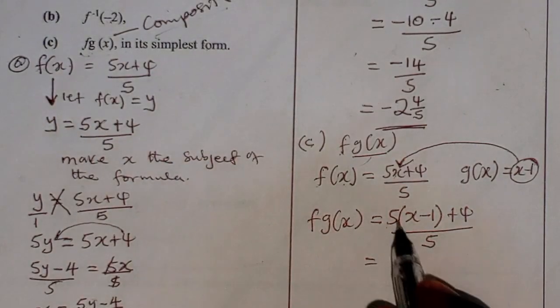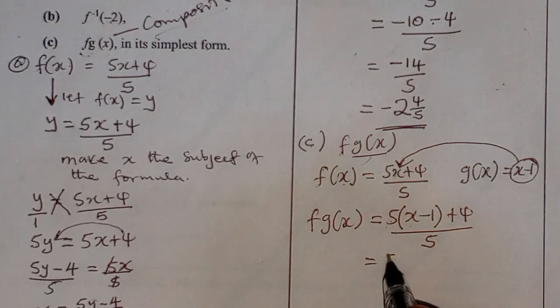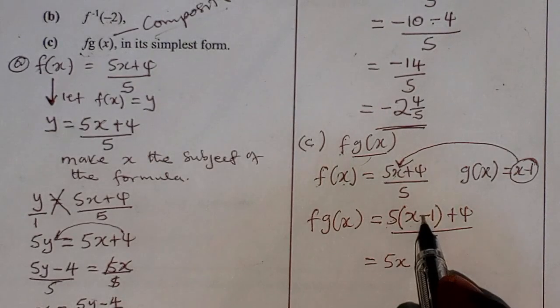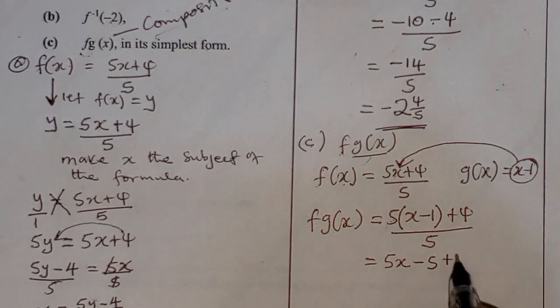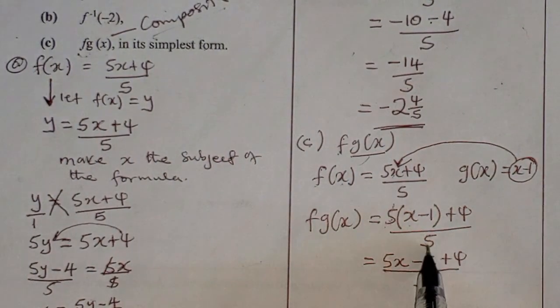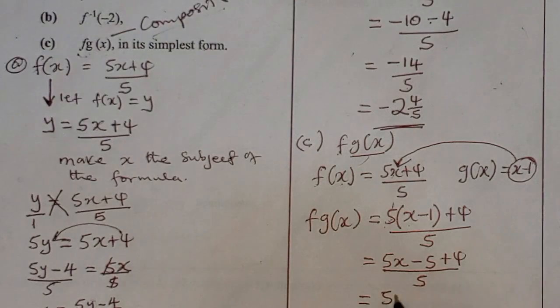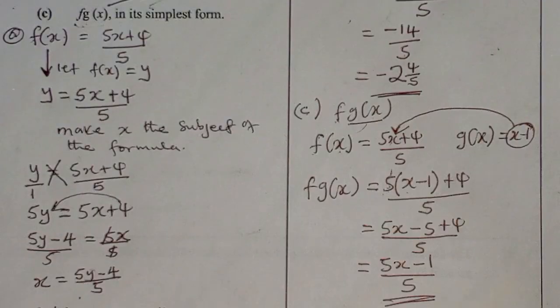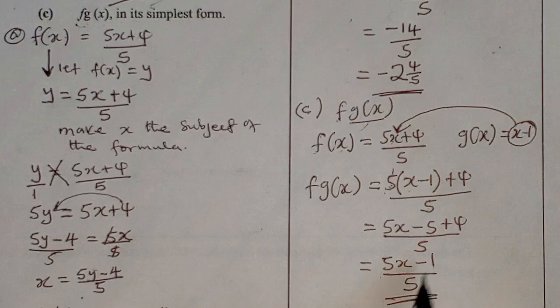So you say 5 times x, we have 5x, 5 times negative 1, we have negative 5, plus 4 over 5. The mistake that you can make is to cancel this. That's a very grievous mistake, so you don't do that. Why? Because of addition there. So 5x, negative 5 plus 4. These two are like terms, so we are going to have negative 1 over 5. So (5x minus 1) over 5.